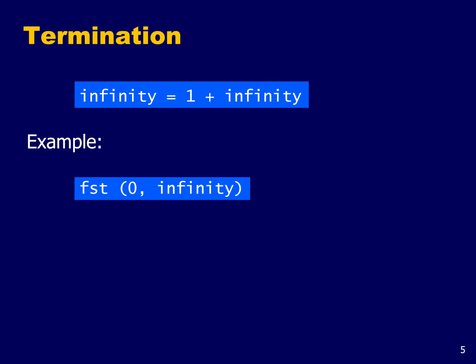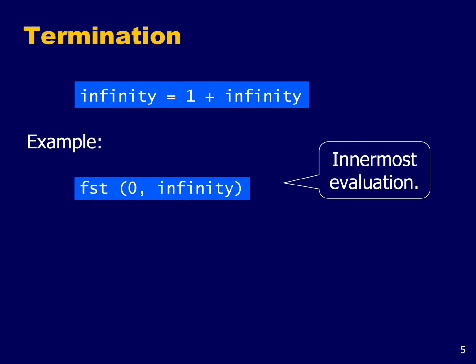And then what we can do is consider the example in the middle blue box on the slide. So fst is a library function. It's usually pronounced first, and what it does is it takes a pair of things and it gives you back the first thing in the pair. So in this case, we're computing the result of applying first to the pair comprising 0 and infinity. So what we can do now is imagine evaluating this expression using these two extreme evaluation strategies, innermost and outermost. So we'll do innermost first.